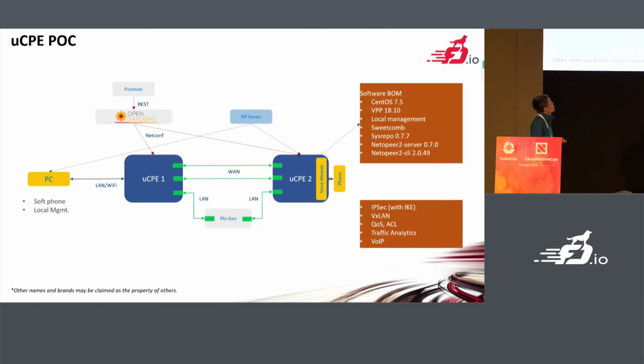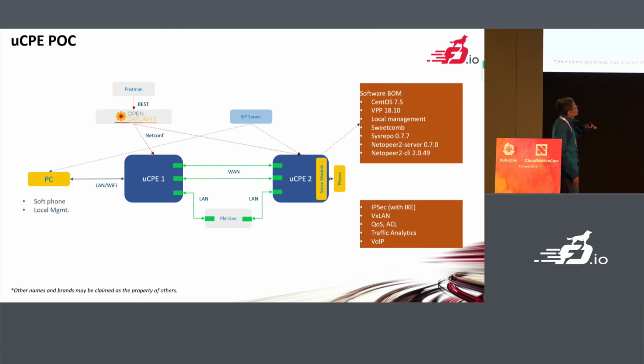Okay, this is the POC we provide to customers. Actually, we leverage two uCPE boxes, uCPE 1 and uCPE 2. And on the left side, we use one PC, which is a software phone and local management. The PC is connected to the uCPE 1 through the LAN or Wi-Fi. And the uCPE 1 will connect to the uCPE 2 through the different WAN links, such as the 4G, Wi-Fi, Ethernet, or MPLS. And on the uCPE 2 side, it will connect to a hardware phone.